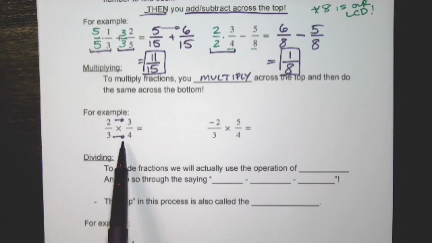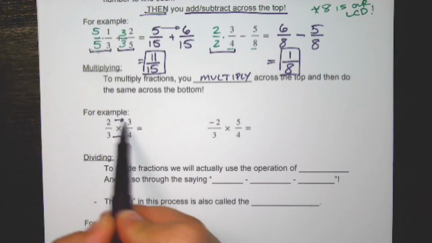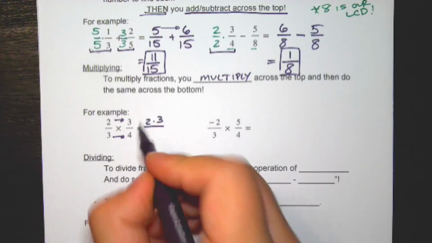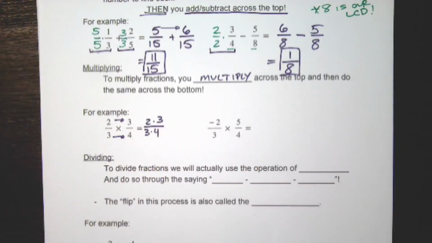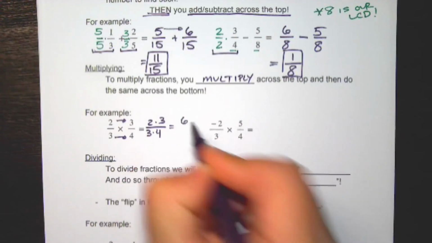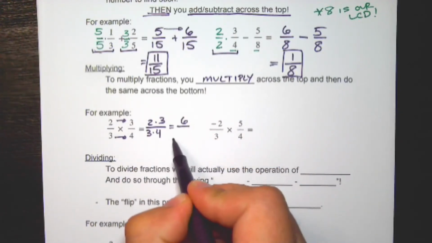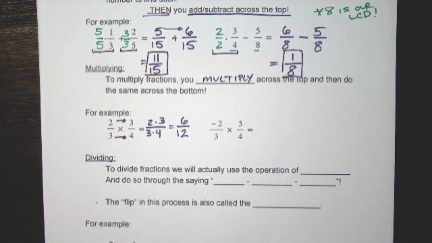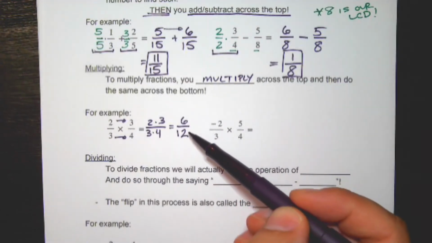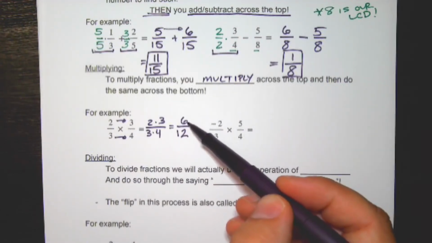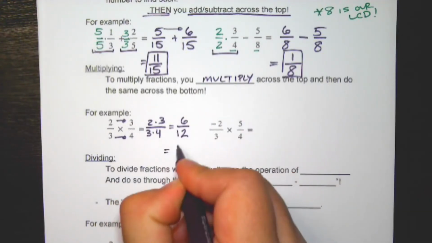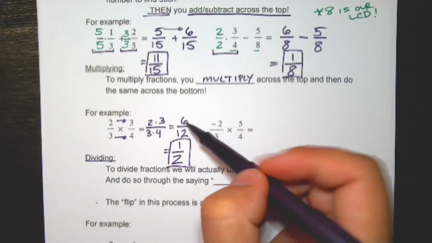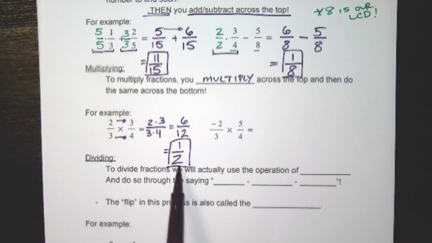So let's look at this first example. We multiply across the top, so you get 2 times 3 up top. You multiply across the bottom, you get 3 times 4 on the bottom. Well, 2 times 3 is 6. And then right here we get 3 times 4 is 12. But we can simplify this guy. What goes into 6 that also goes into 12? Well, 6, right? So we know 6 goes into itself once and into 12 twice. So we could ultimately simplify that 6 over 12 into a nice simplified fraction of 1/2.